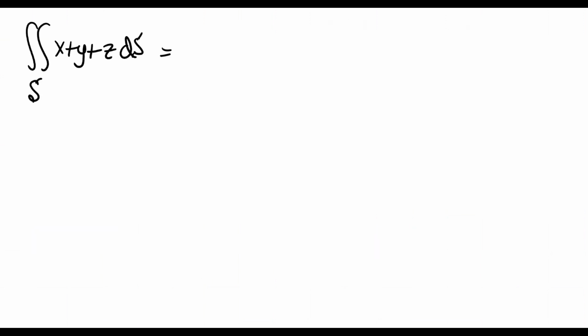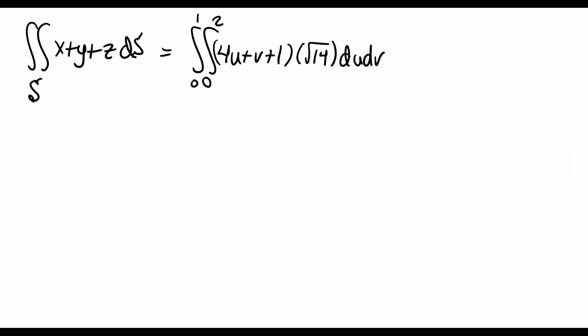Putting this all together, to do the surface integral for f on S, I compute the double integral of 4u plus v plus 1 all times the square root of 14 for u from 0 to 2 and v from 0 to 1. This comes out to 11 times the square root of 14.